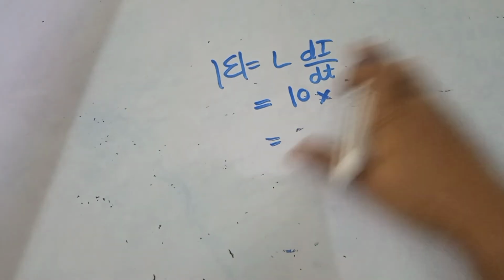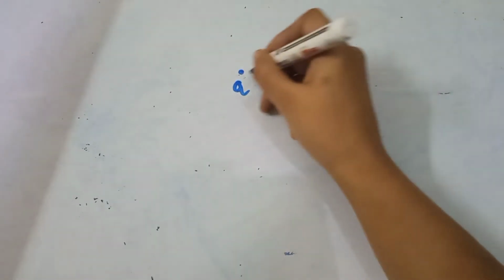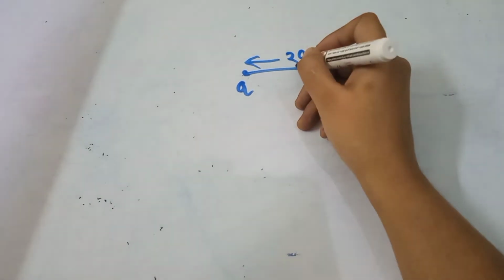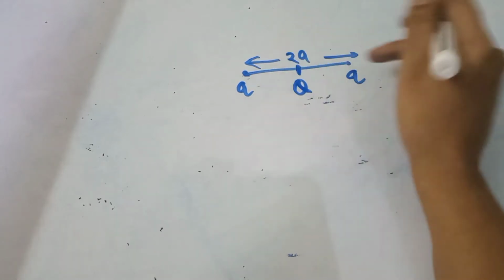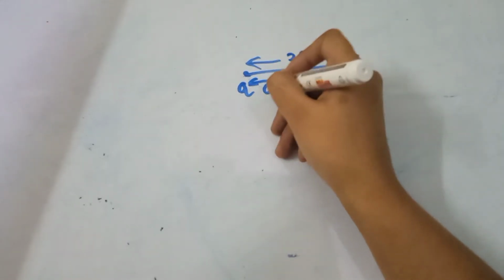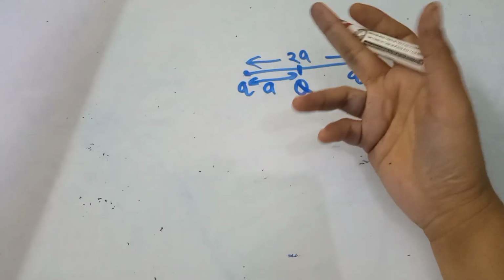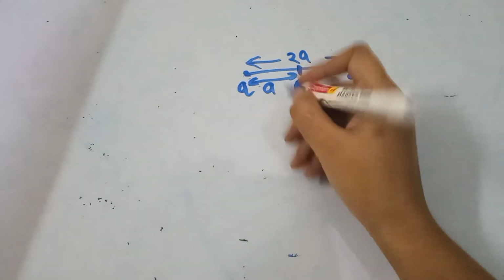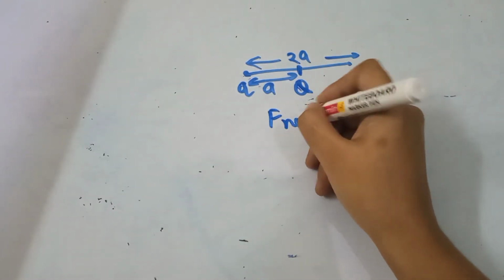In 17th question, a charge capital Q is placed at the center of the line joining two charges q and q. So these are two charges, and let us consider they are separated by 2a distance. Capital Q charge is at the center of these two charges, so the distance is a, and the system is in equilibrium. So if the system is in equilibrium, then the force on any charge should be equal to 0. So we will write the force on small q charge. Net force is equal to 0.